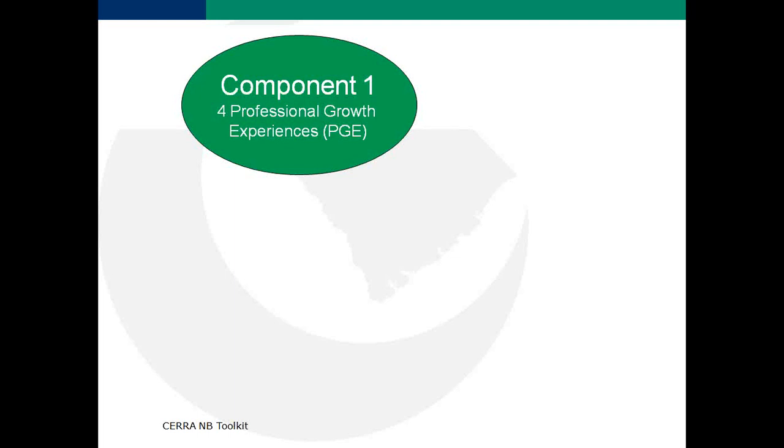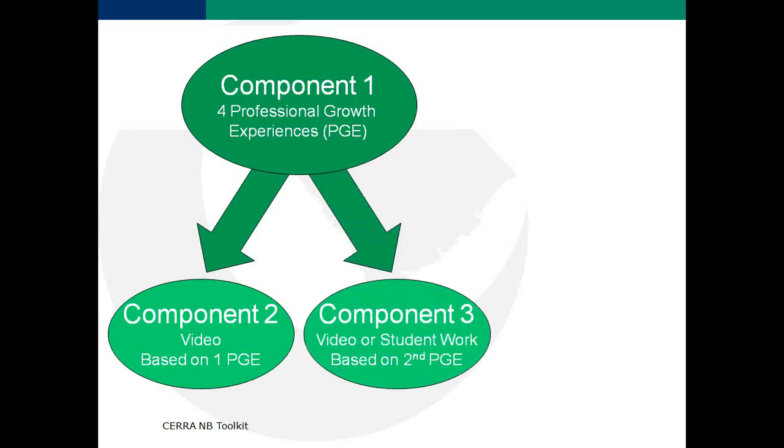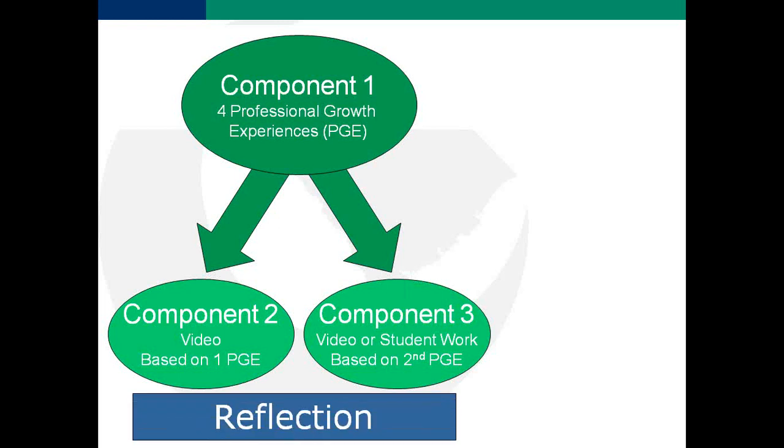After you describe those 4 PGEs as part of component 1, you're going to select 1 PGE to describe in greater detail in component 2. You'll do the video, you'll do the written commentary about it, you'll just talk a little bit more about it. So you're going to pick one that you already gave the overview of, and just dive into it a little bit deeper. In component 3, you're going to pick another one of those PGEs that you already described in component 1. Don't create a new one. And you're either going to submit a video or student work entries to support what you're saying, that it has impacted student learning. And then you're going to do your reflection.